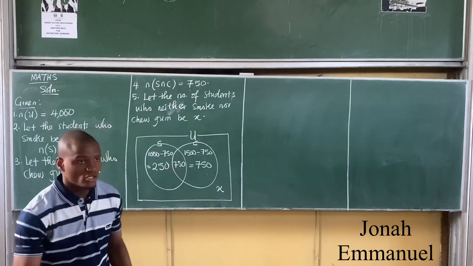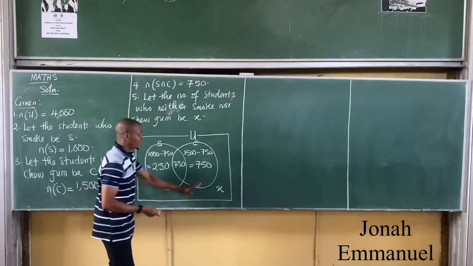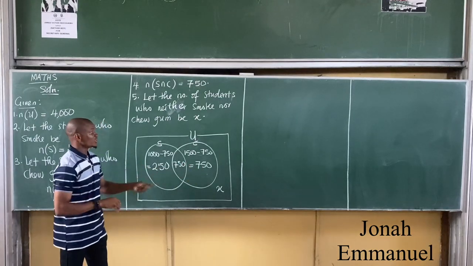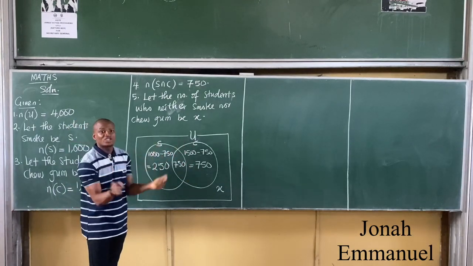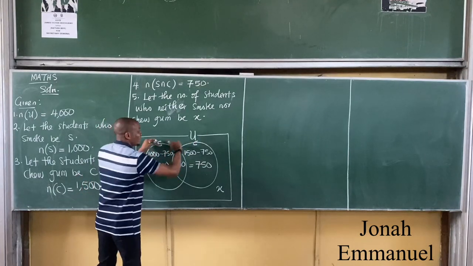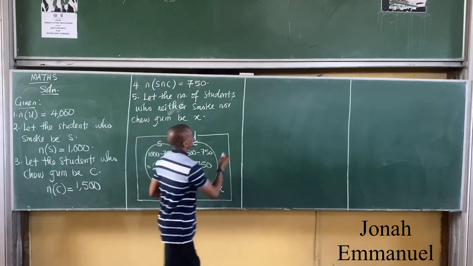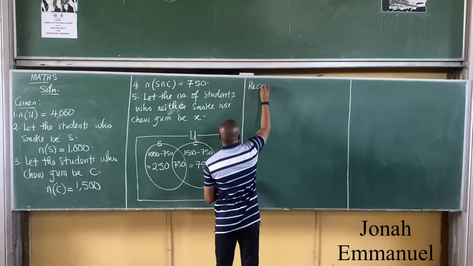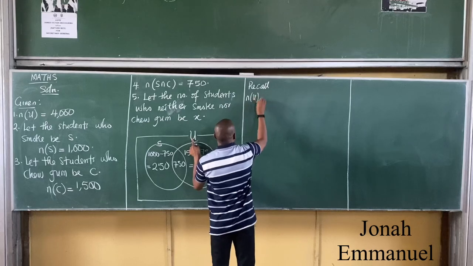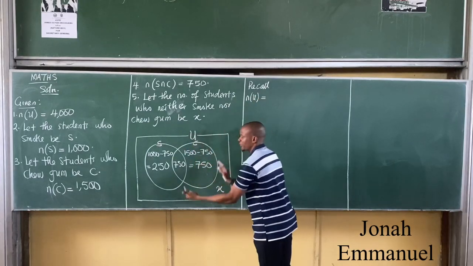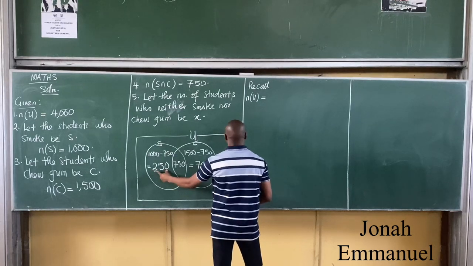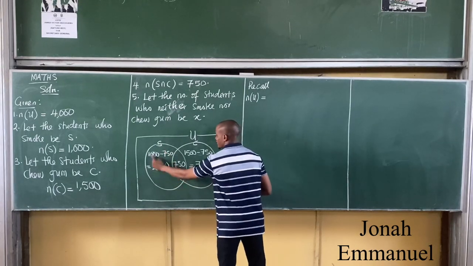Now, here's your next task. Your next task is to represent all of this in set notation. Now, we know that the universal set is a combination of everything. That means this universal set here is a combination of everything here. Recall that my universal set, U, is equal to the combination of everything here. First of all, I have this space here. What's this space here? 250. In set notation, what's this space here?